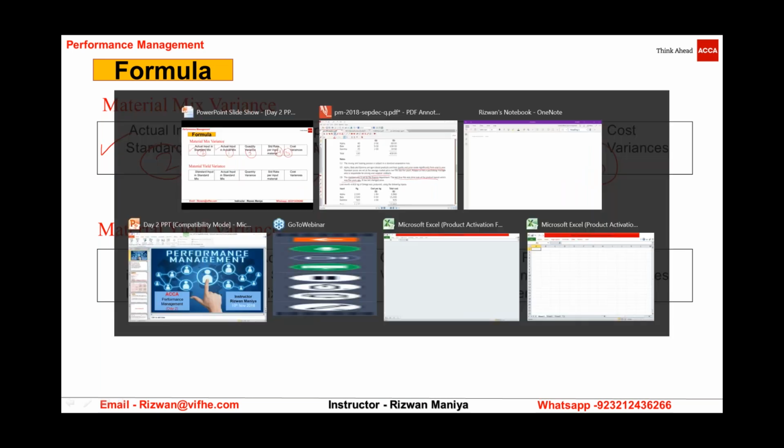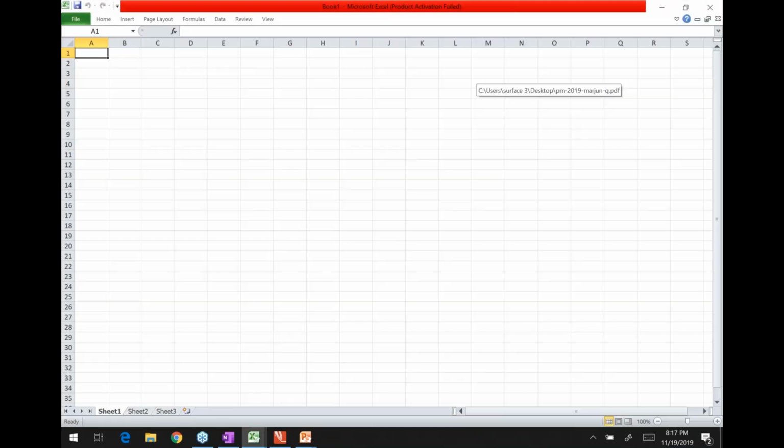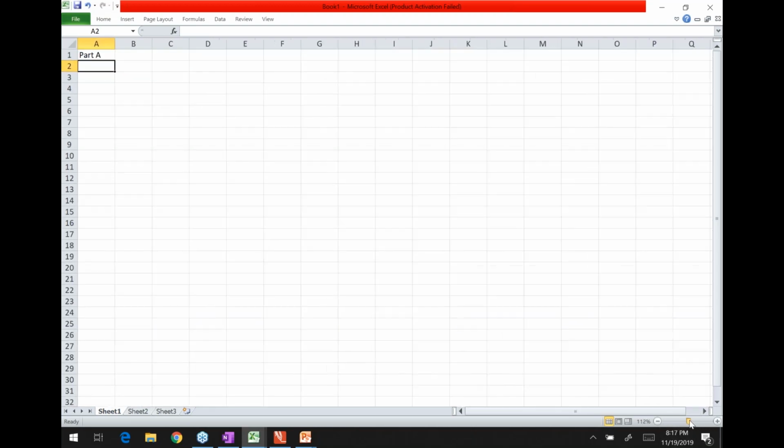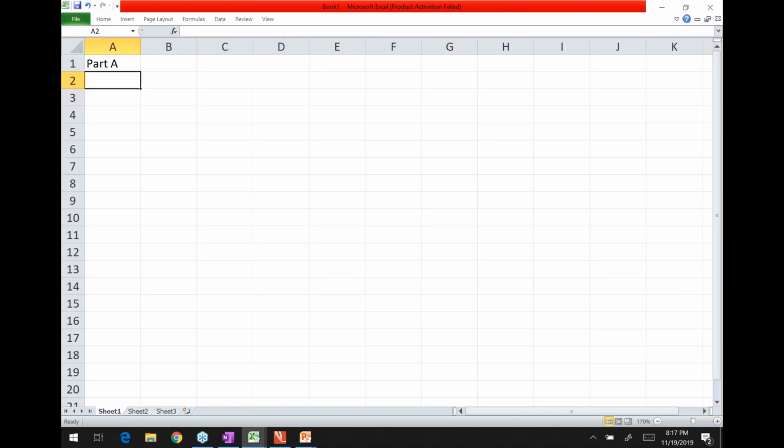So moving towards the spreadsheet, part A. Let me make it easier for you to see. I think it's very much visible. Starting with the first one, material mix variance, I will definitely focus on the technique of how to solve this using the spreadsheet again and again.